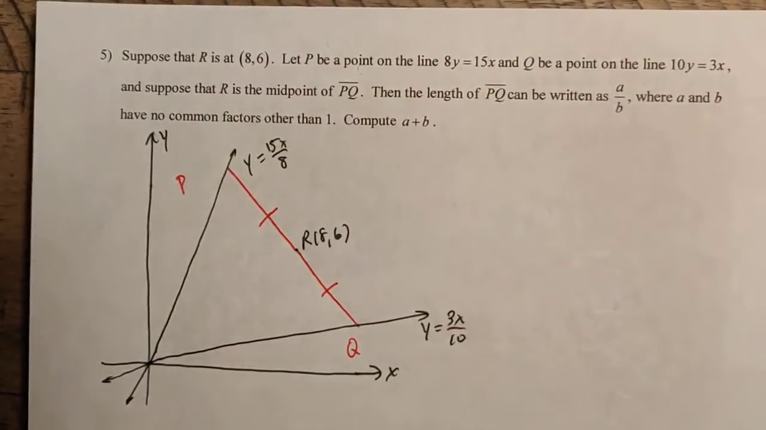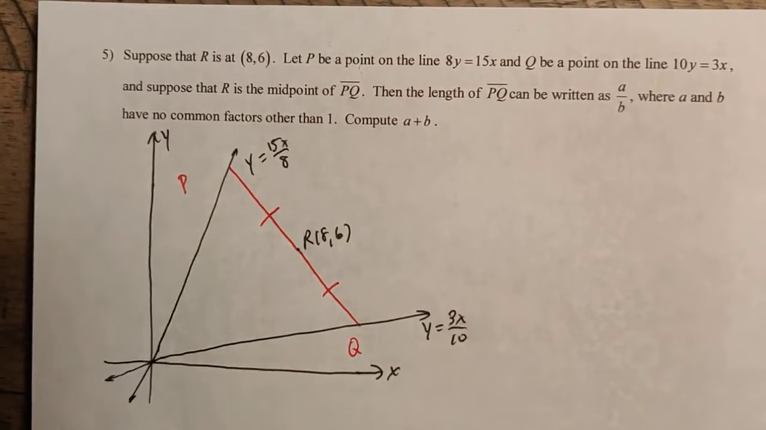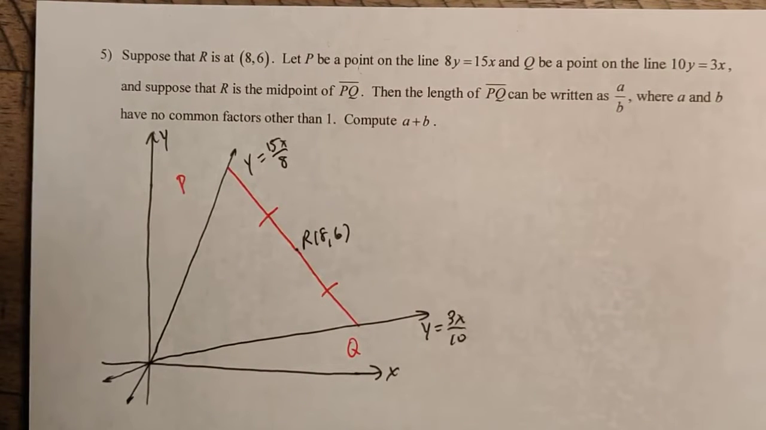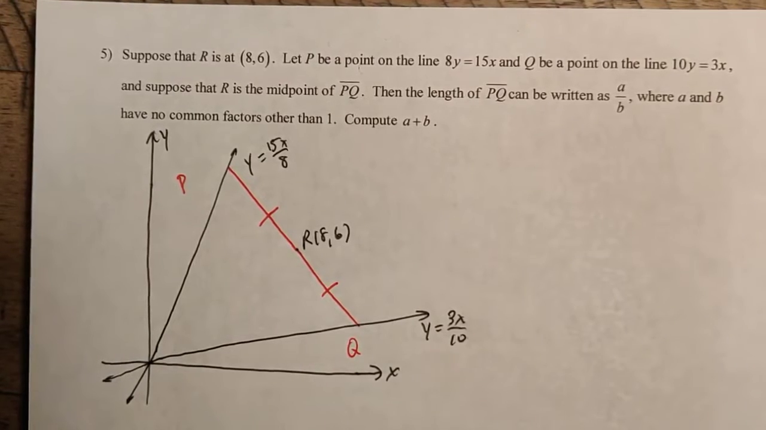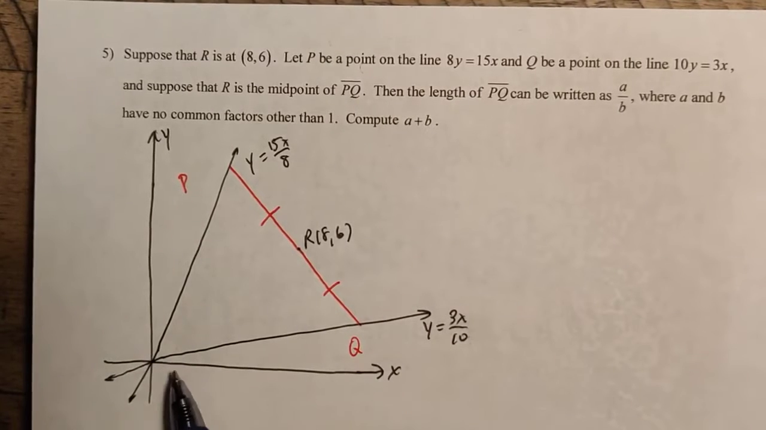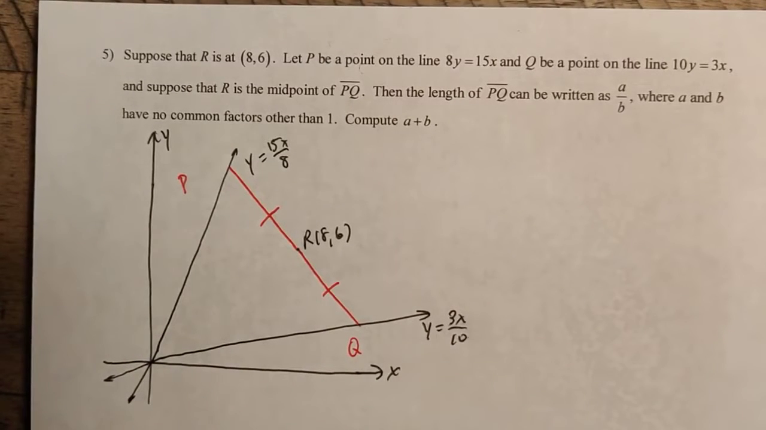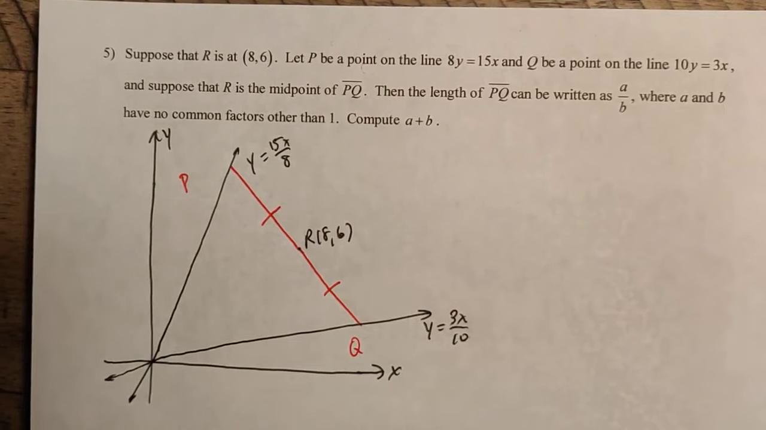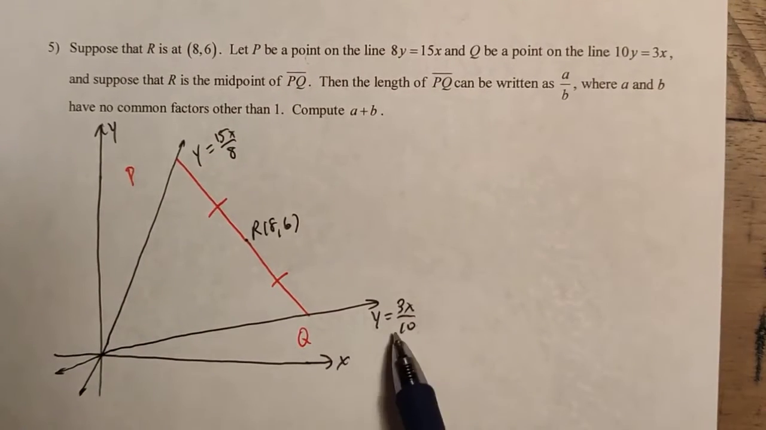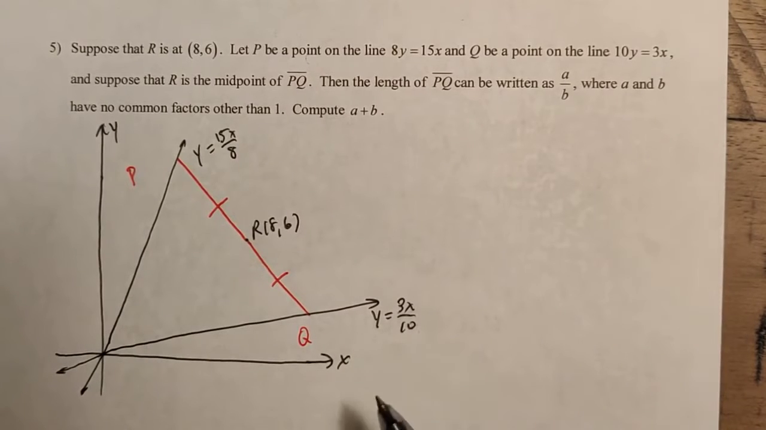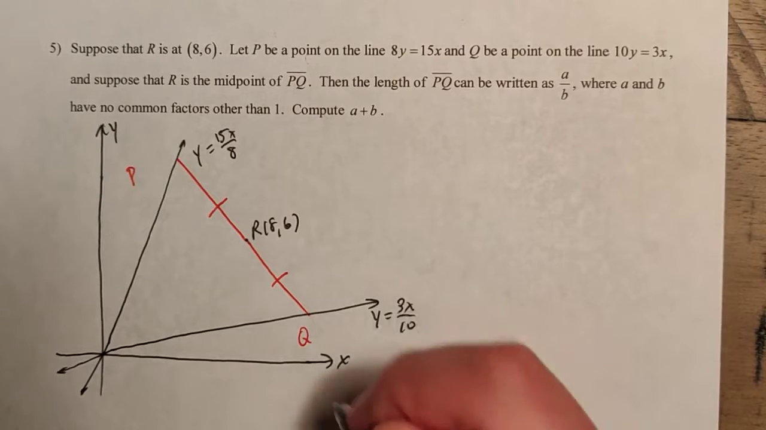Now, of course, the biggest question is, how do we deal with this here? If we had coordinates for P and Q, then we could just simply use the midpoint formula and all would be well. Unfortunately, we don't, but there are still ways that we can get around this. So let's look at this point Q, for instance. We know this point Q is on the line y equals 3x over 10. This means that the coordinates of every point on this line have to satisfy this particular equation. So if I substitute in a value of x and a value of y, if it's on this line, then it has to satisfy this relation here.